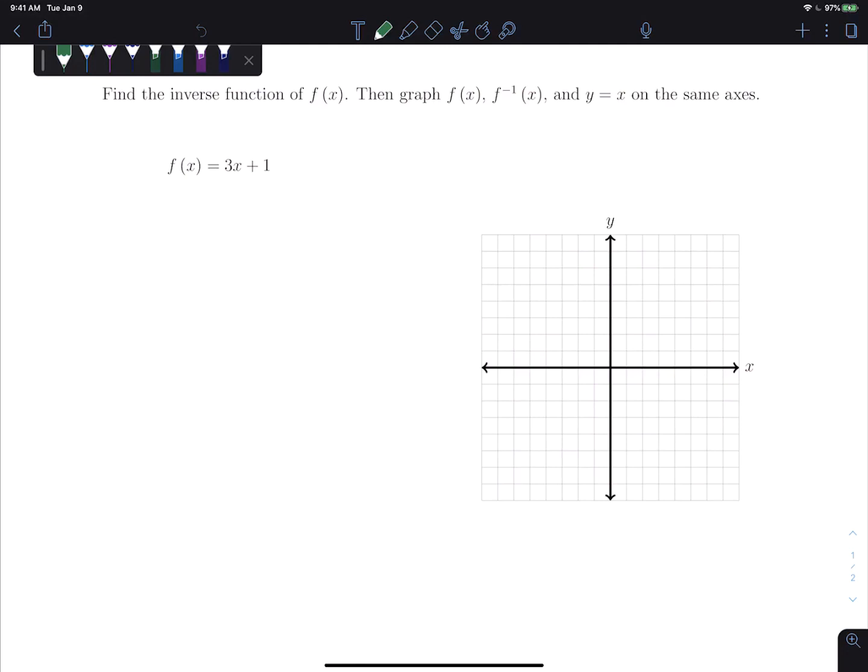Hello. In this video, we're going to find the inverse function of f of x. Then we're going to graph f of x, f inverse of x, and y equals x all on the same axes.